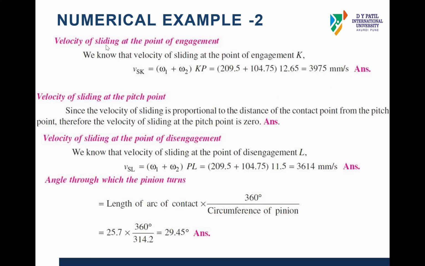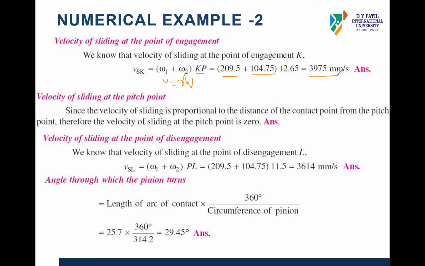The next is velocity of sliding at the engagement. It is asked to calculate velocity of sliding at engagement and disengagement. So we have omega 1 value and omega 2 value: omega 1 is 209.5, omega 2 is 104.75. Just add both of these and multiply by the path of approach distance to get the velocity at engagement, that is at the beginning. Basically velocity is R into omega. We have both the gears, that's why we write omega 1 plus omega 2, and this R distance is nothing but the path of approach distance. So this is 209.5 plus 104.75 into 12.65. We'll get velocity at the start 3975 mm per second.